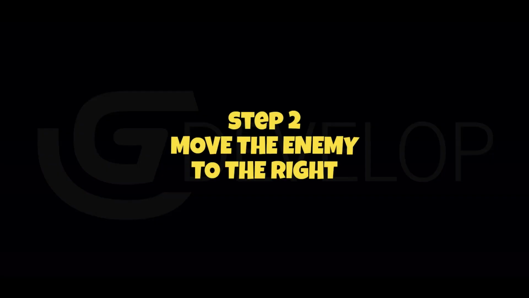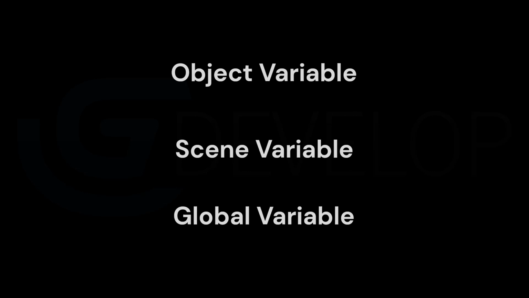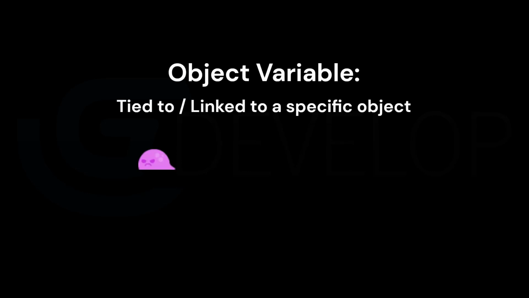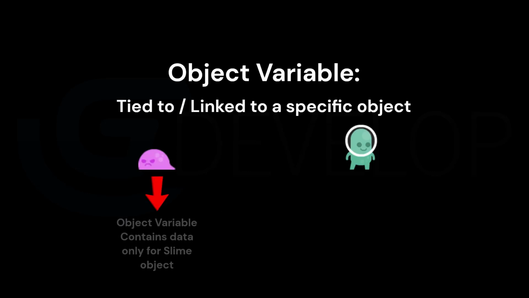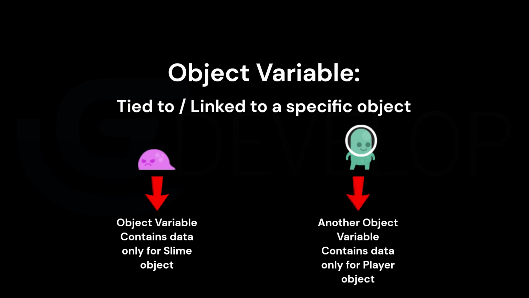Step 2. Move the enemy to the right. The previous part of the tutorial mentioned that there were 3 types of variables: object, scene, and global. An object variable is tied to a specific object. This means the variable holds a value that is only available to and only relevant to that associated object.